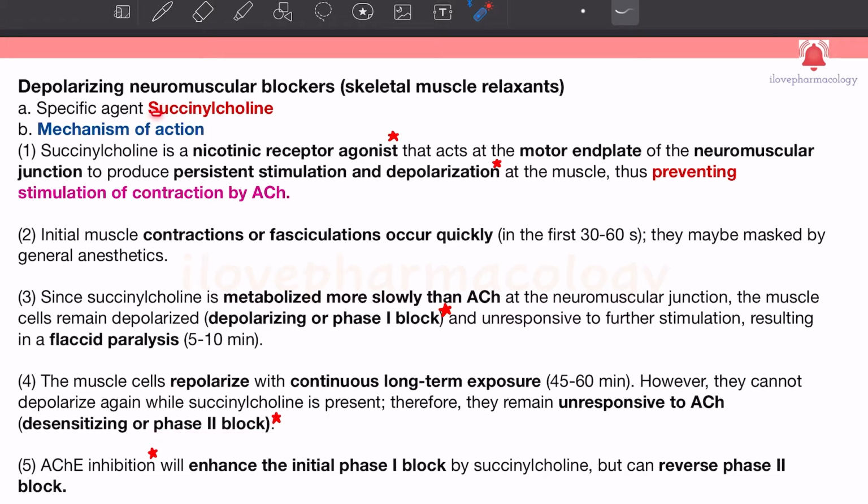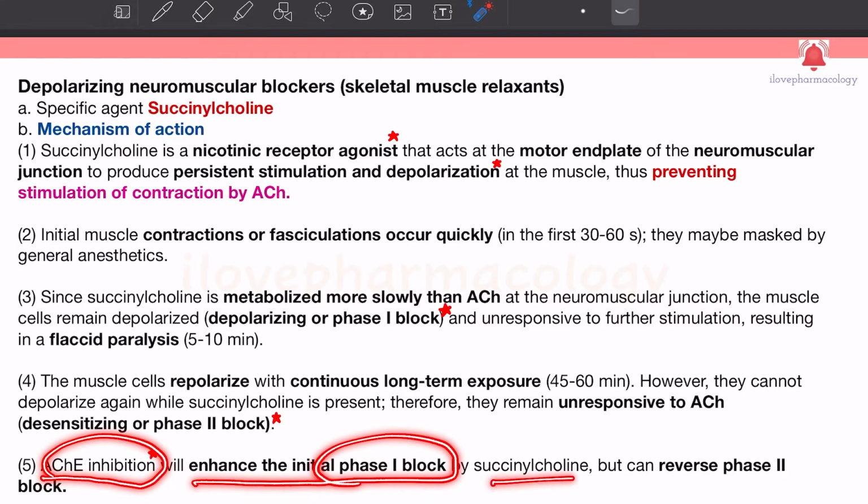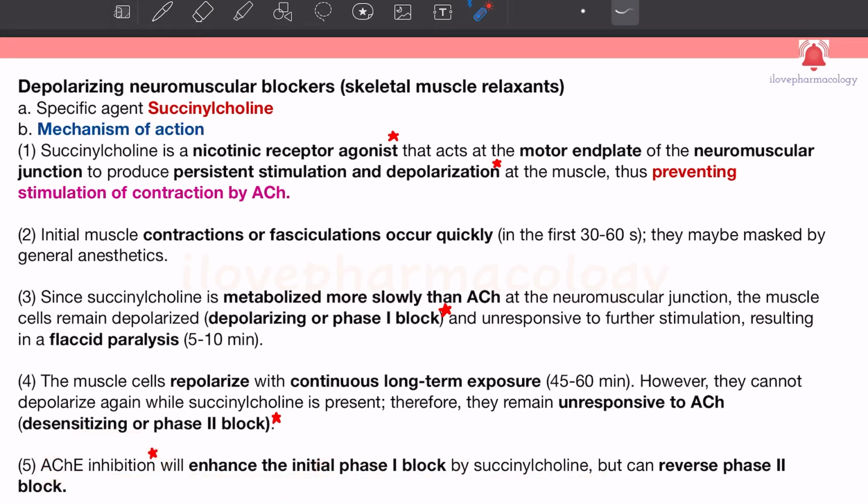So succinylcholine can produce phase 1 block as well as phase 2 block. Phase 1 is also called depolarizing blockade. Phase 2 is due to desensitizing. Acetylcholinesterase inhibition will enhance the initial phase 1 block by succinylcholine, but acetylcholinesterase inhibition can reverse the phase 2 block.